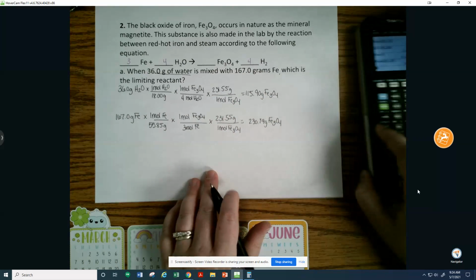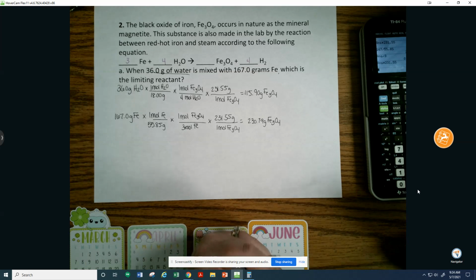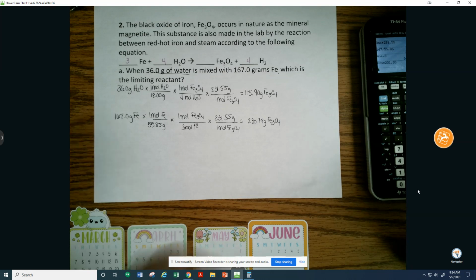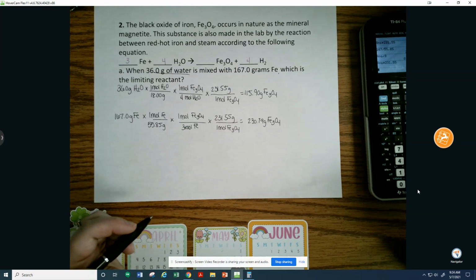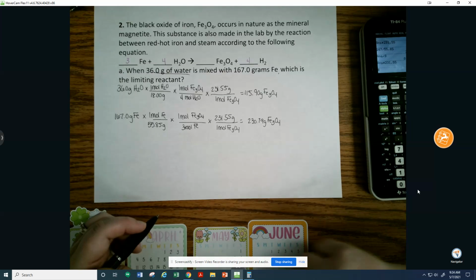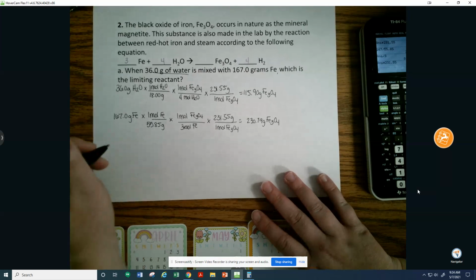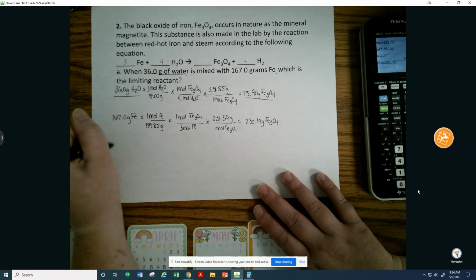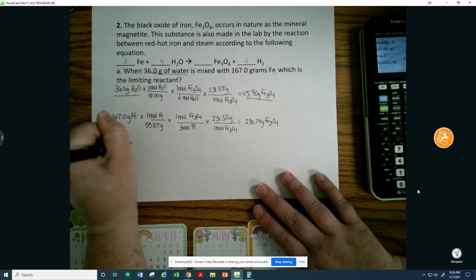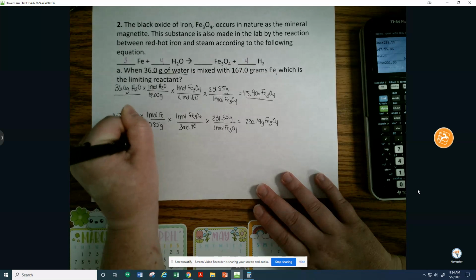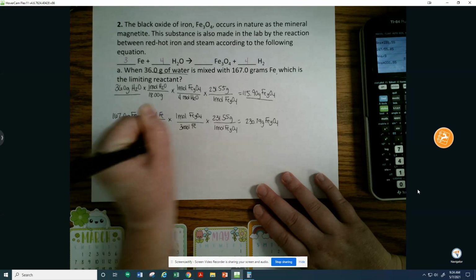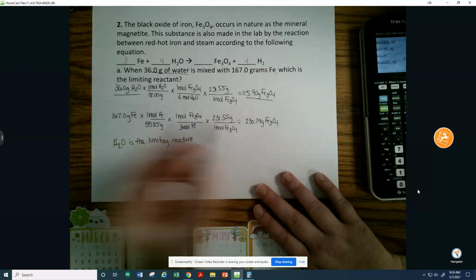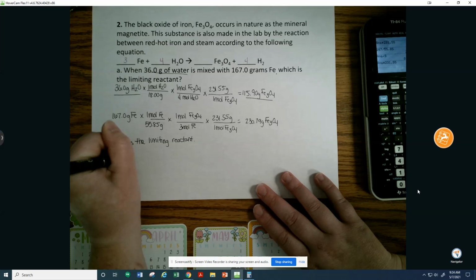Okay, so now we need to do the interpretation. If you look, which one is making less product? Based on the stoichiometric ratios with their molar masses, water is definitely making a lot less product than the Fe is. And so that means that we are going to run out of water first because it's making less product. So water is the limiting reactant. And if you look, iron is making more product. That means Fe is the excess reactant.